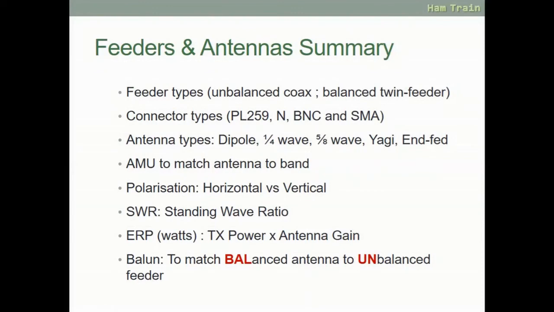So we've got a summary now. We've looked at feeder types of unbalanced coax and balanced twin feeder. We've looked at connector types of PL259s, N-type plugs, BNCs, and SMAs. We've looked at antenna types: a dipole, a quarter wave, 5/8 wave, Yagi, and end-fed. We've looked at antenna matching units. We've looked at polarization, i.e. horizontal and vertical. We've covered standing wave ratios, and we've looked at how to work out the ERP of your antenna. And we've looked at a balun to match the balanced antenna to the unbalanced feeder.